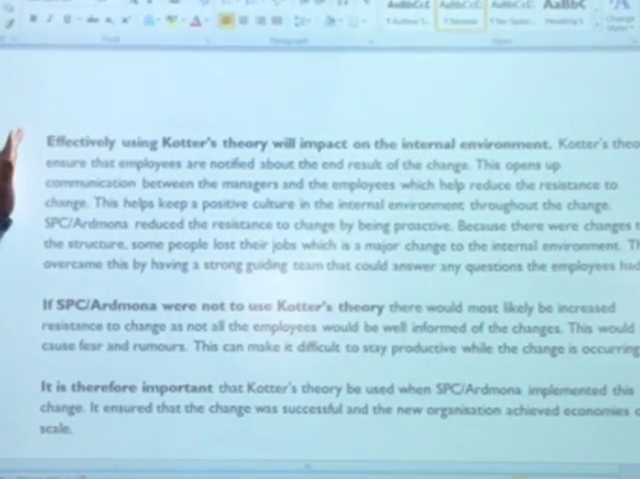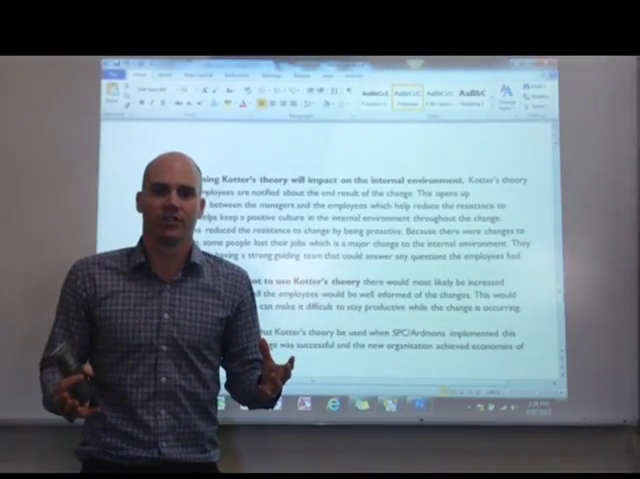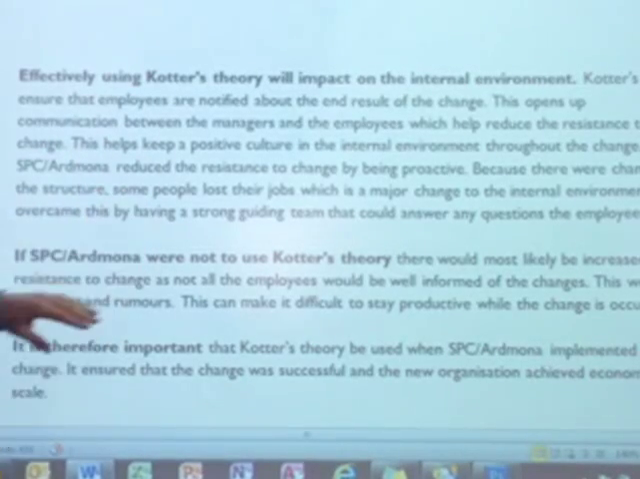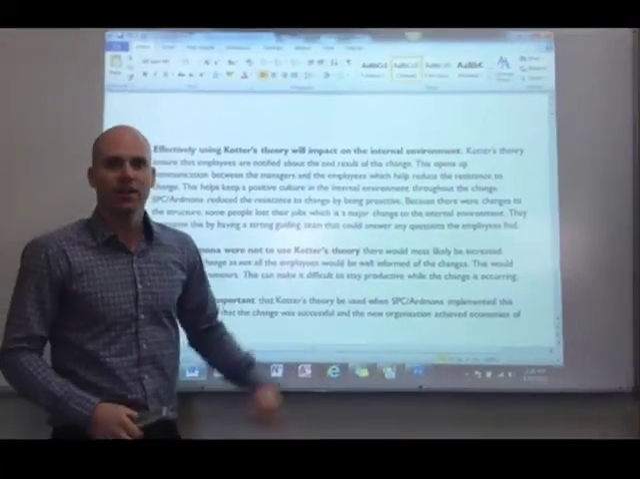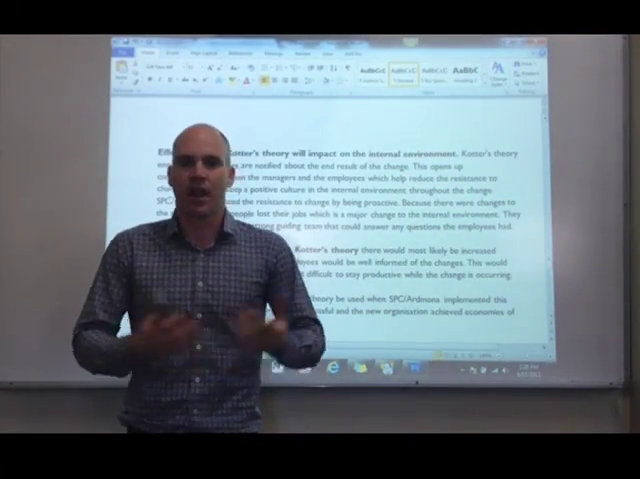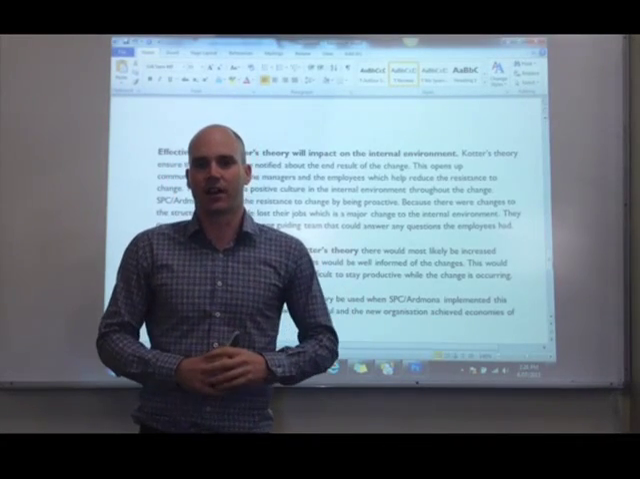And again, we're not going to go through the whole thing, but I've highlighted at the start. Effectively using Kotter's theory will impact on the internal environment. And then we explain how it's going to impact positively on the internal environment. Then, again, we're always referring to the case study. And then if SPC Ardmona were not to use Kotter's theory, and we look at the other side, so if they weren't to use Kotter's theory effectively, how is that going to impact the internal environment? You might look at some negative things that are going to happen.